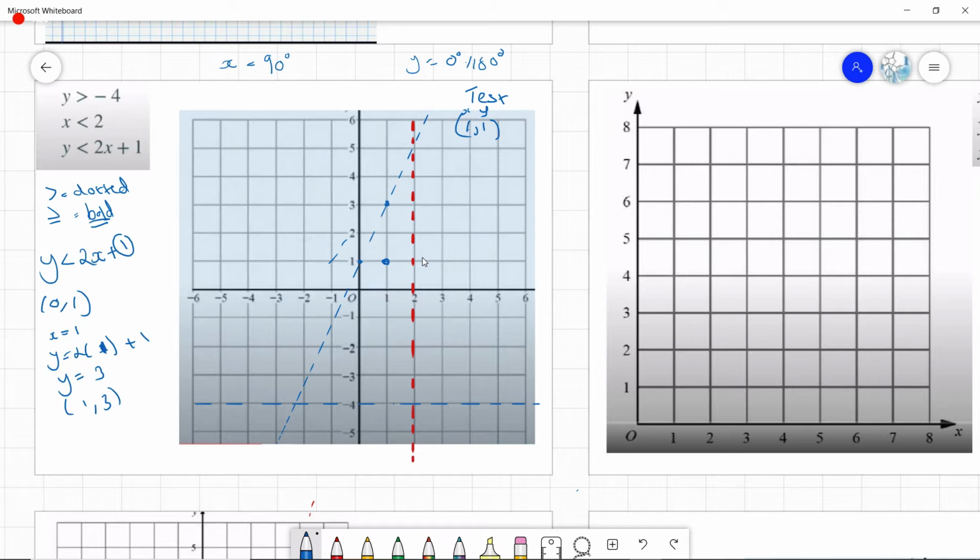So let's start with the first one. It says that the y value in the point has to be greater than -4. My y value is 1, therefore it is greater than -4. 1 is larger than -4, so it ticks off that.